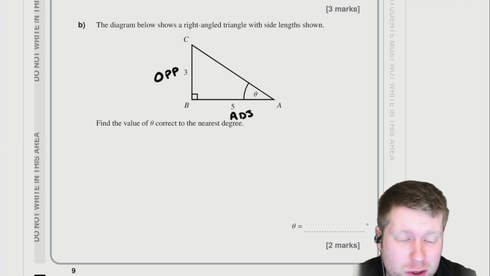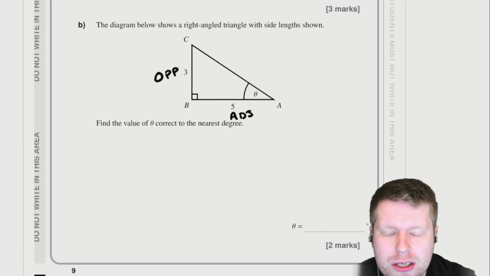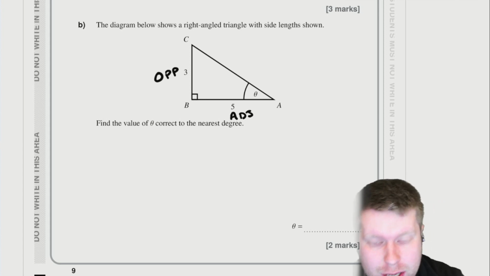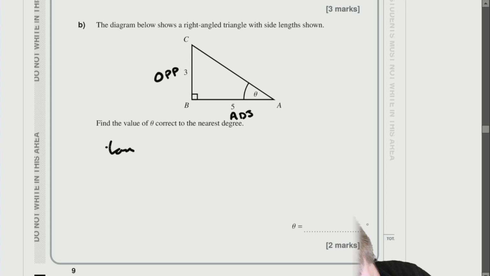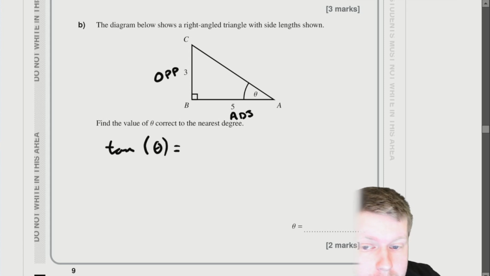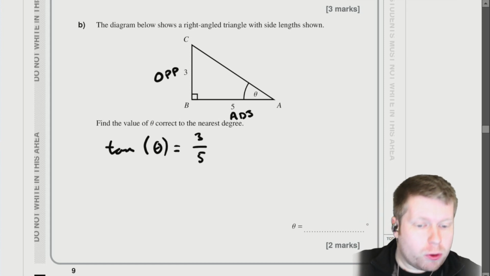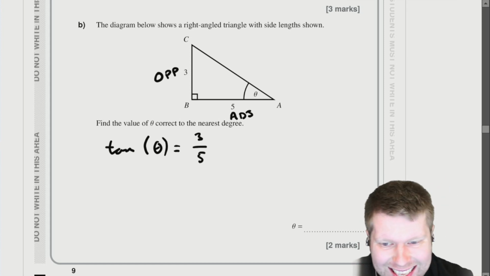This is a standard question which we have done hundreds of in class, so really there's no excuse not to get it. We can just realise we're using the tangent here. So we can say the tan of my angle, tan of theta, is equal to the opposite divided by the adjacent, which is just 3 over 5. And then people got it here, but they didn't know how to complete this, okay?